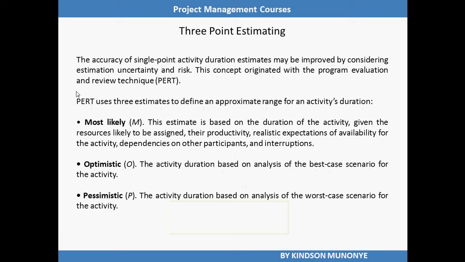The first estimate is the most likely. This is based on duration of the activity given the resources likely to be assigned, their productivity, realistic expectations of availability for the activity, dependencies on other participants, and interruptions. So we have the most likely guess, meaning that you make an estimate that looks like the most correct one.